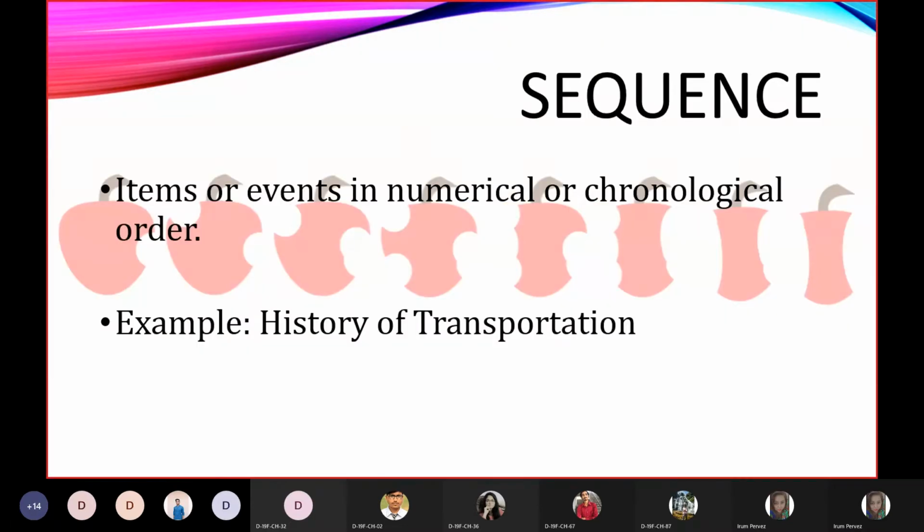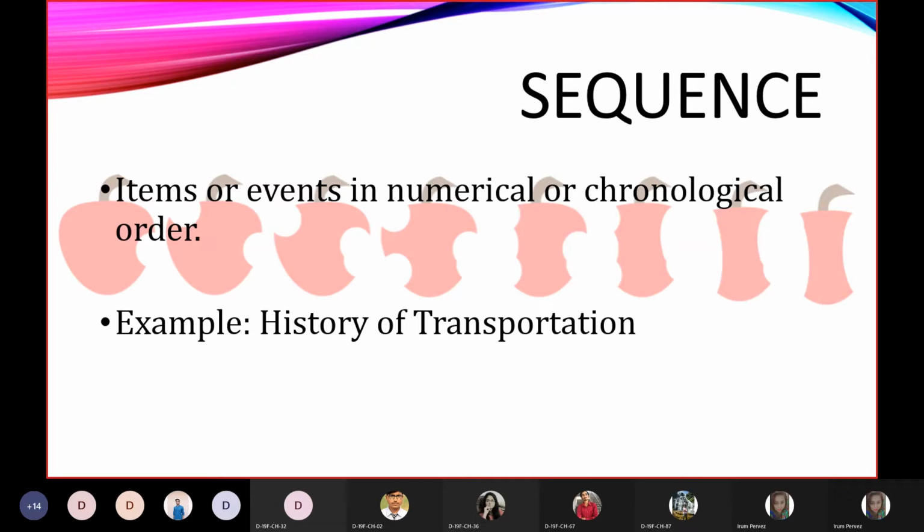All right. Then next we have sequence. You can either explain things by describing them or by telling them in a sequence. For example, this says items or events in numerical or chronological order. Numerical means 1, 2, 3, 4, 5. Chronological means in the order they have happened, right? For example, we have transportation and descriptive. So how can we write a sequence paragraph on transport? We can write the history of transport.